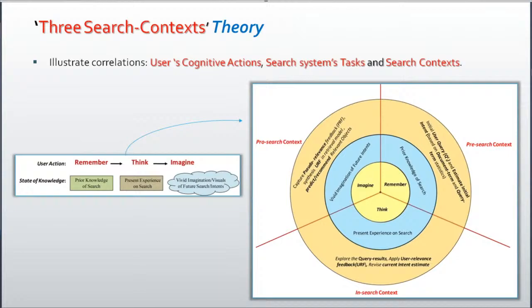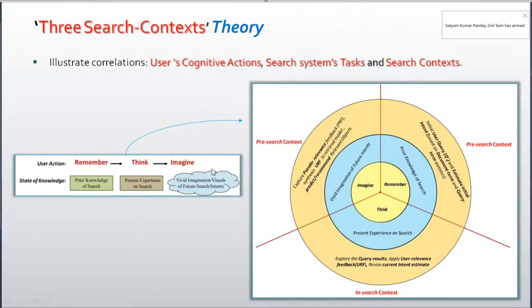Context is referring to three aspects. The first aspect is the user's cognitive behavior and state, and the time, because the timeline is going towards the futuristic search. One state is this, which has remember as a cognitive behavior, action, and think as the second, and imagine is the third. So we refer to this as the three context theory.